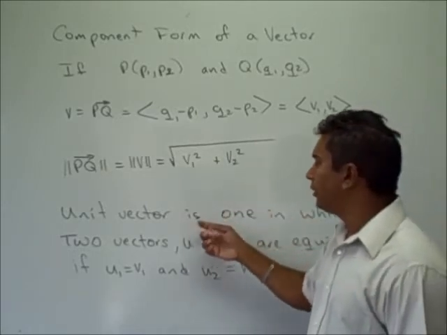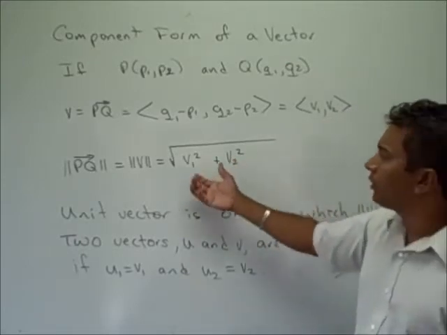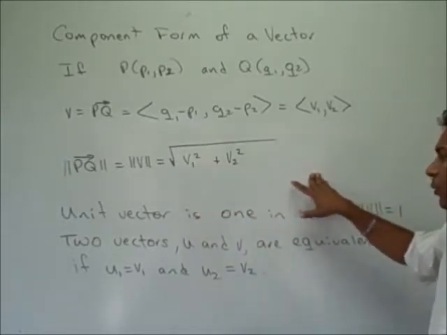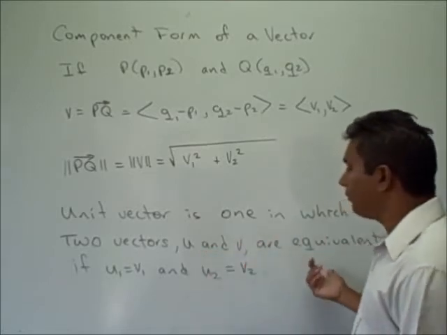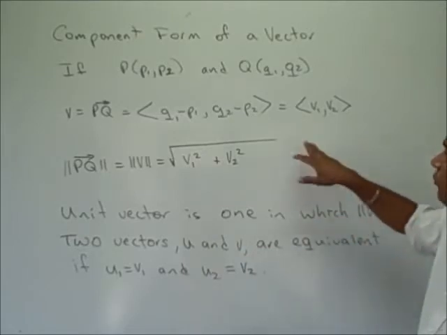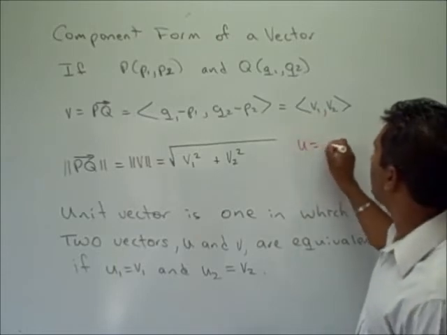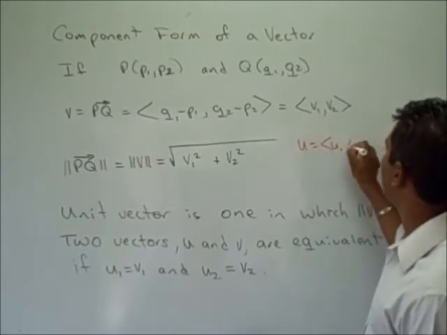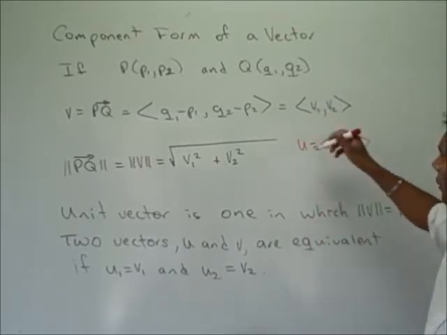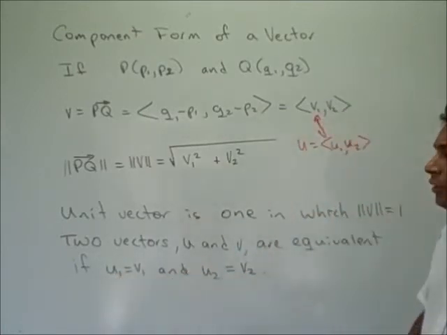Now a unit vector is one in which the magnitude is 1. So if we did all this work and this ended up being 1, then that would have been a unit vector. We also know that two vectors are equivalent if their individual components are equal. So if we have a vector V with components V1, V2, and we have a second vector U with components U1 and U2, then we know these two vectors are equivalent if V1 is equal to U1 and V2 is equal to U2.